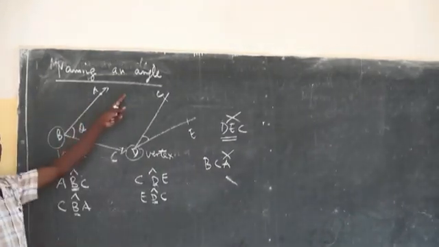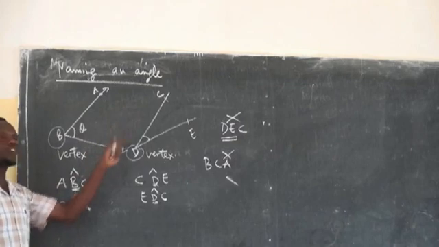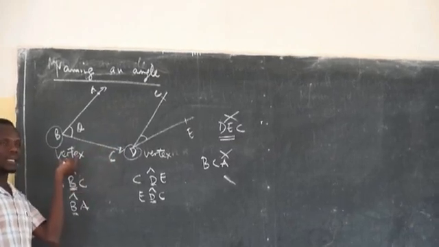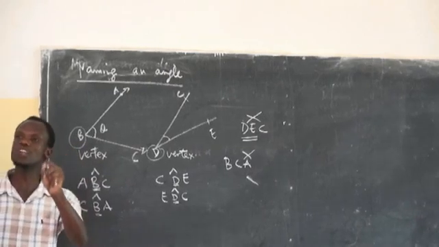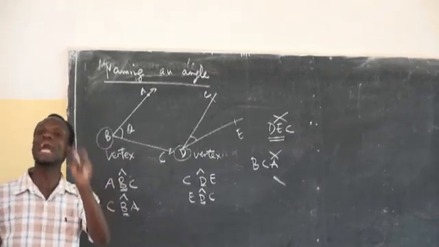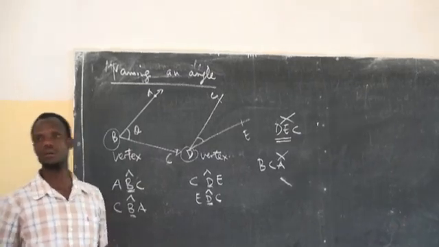So naming an angle is very simple. All that matters is that you write the letter that is found at the vertex between those 2 letters, at the middle of the letters.